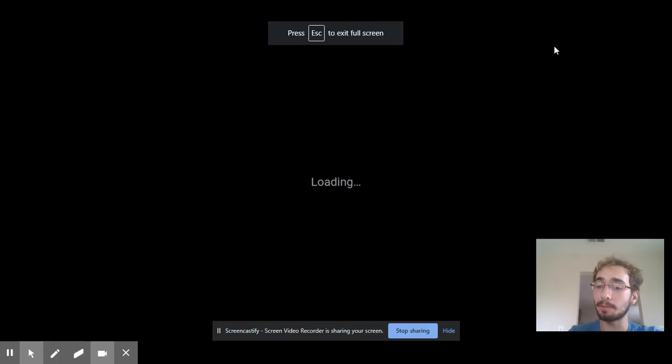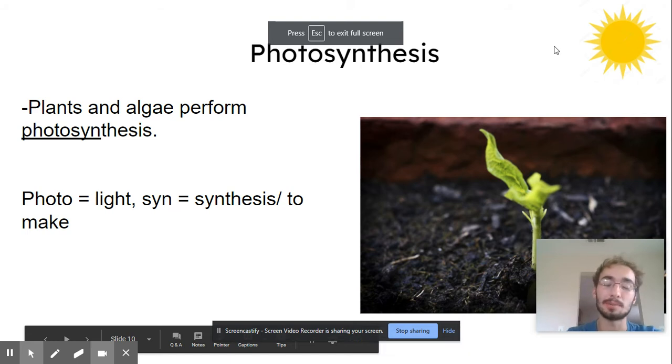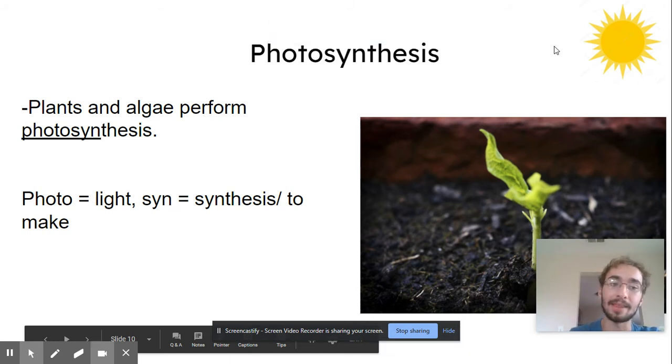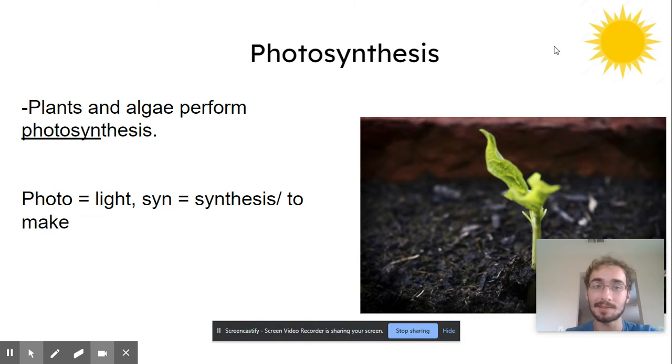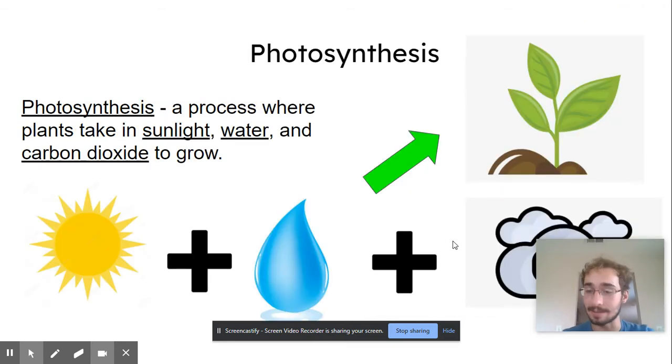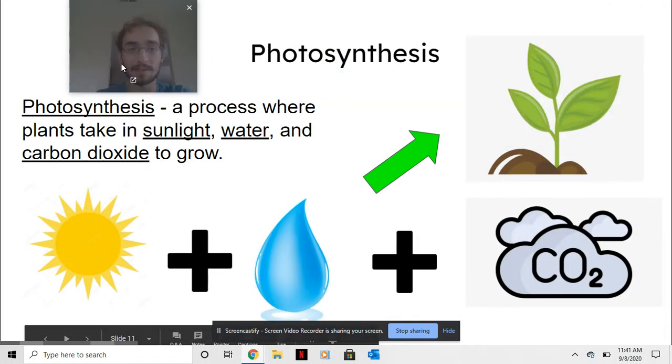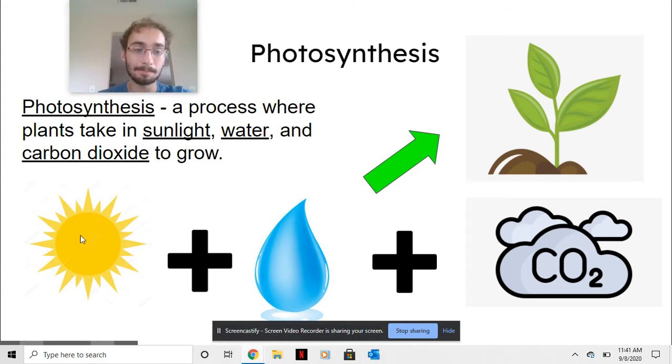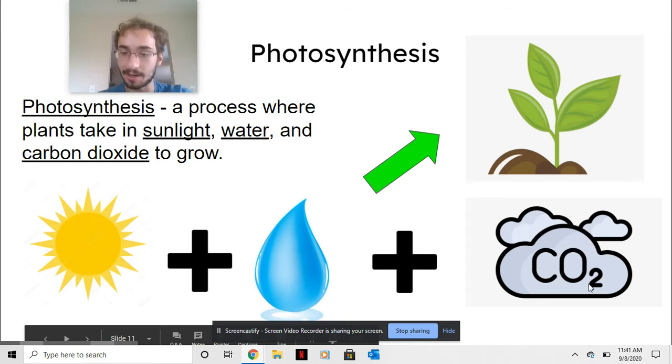photosynthesis. You do need to know plants and algae are two organisms that do photosynthesis. A way to think about what photosynthesis is: photo means light, syn stands for synthesis, which means to make. So photosynthesis is using light energy to make food. Please put that in your notes. And then the definition is this. The process of photosynthesis is essentially plants or algae taking in sunlight, water, and carbon dioxide to grow.